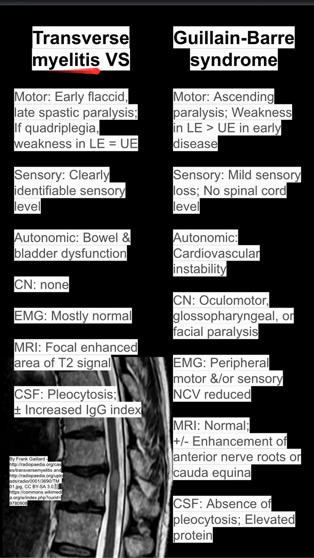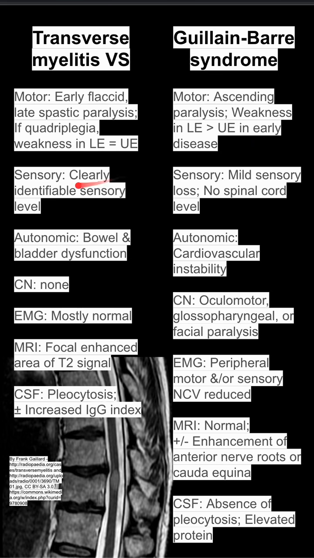Here's how to differentiate transverse myelitis, which I'll call TM, and Guillain-Barre, which I'll call GB. In motor changes, you'll have early flaccid and late spastic paralysis in TM. If the patient's quadriplegic, you'll have weakness in the lower extremity that's equal to the upper extremity. In GB, you'll have ascending paralysis. The weakness in the lower extremity will be greater than the weakness in the upper extremity in early disease.